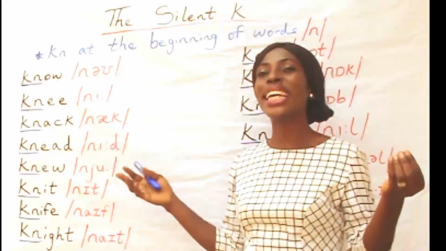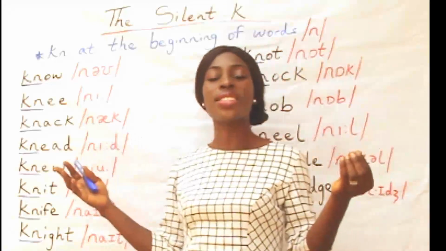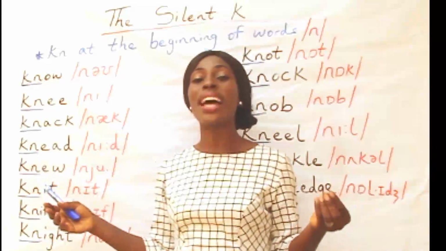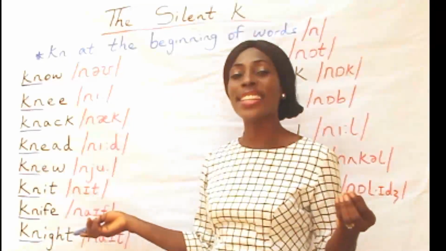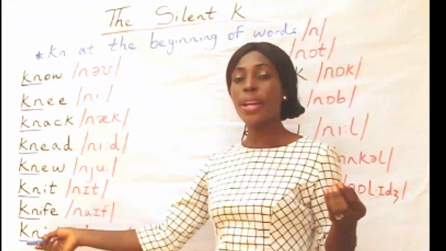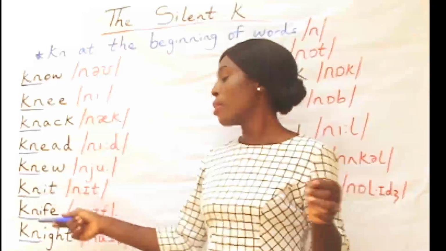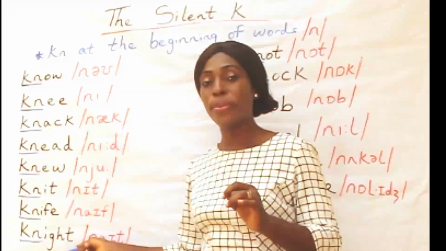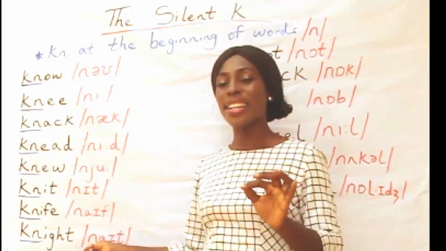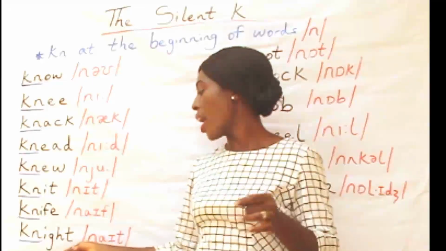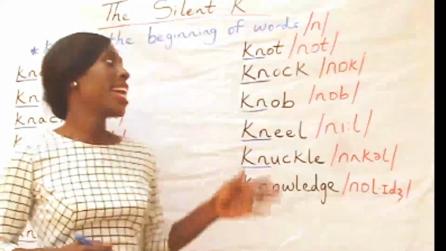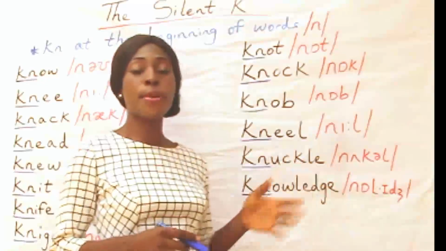This word also sounds like night. When it's time to sleep and everywhere is dark, the sun has gone to bed and the moon is out, it is night. It is bedtime. That night doesn't have a K, but this knight has a K. It is pronounced night. The K is silent. Let's move over now to this side of the board.